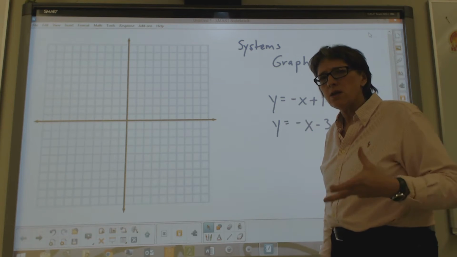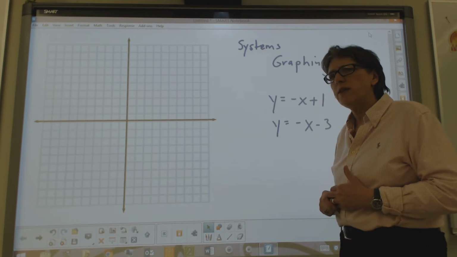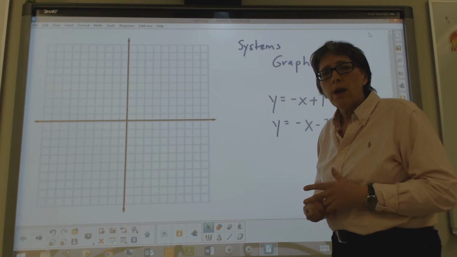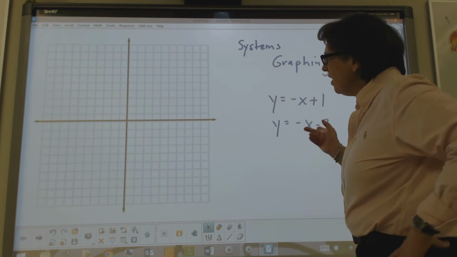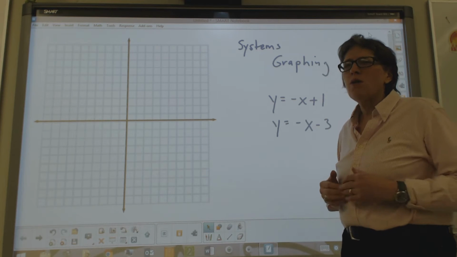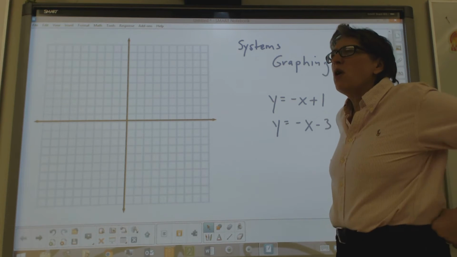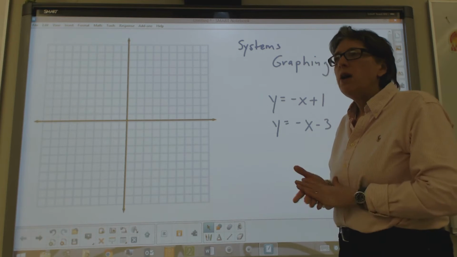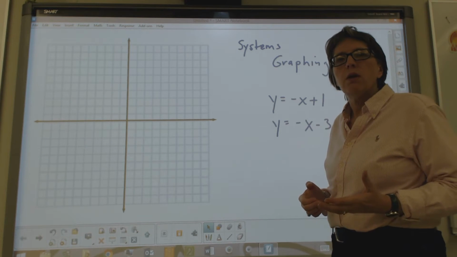Today we're going to talk about systems and how we solve those systems. There's different ways to solve systems. There's three right off the top of my head, which is graphing, substitution property, and elimination. But let's talk about what systems are first of all. Systems are two equations, or two linear equations for now, and how they relate to each other.